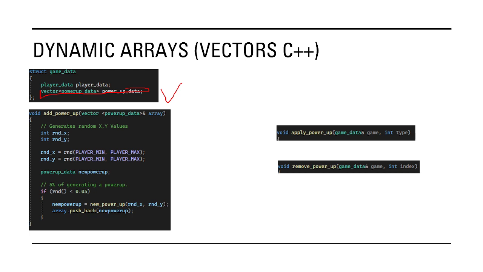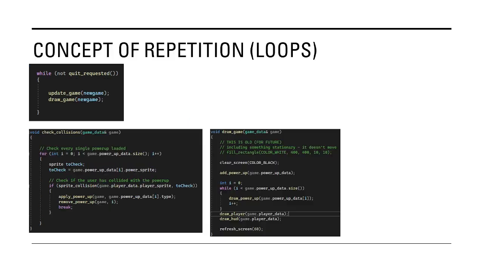the selected case. So let's just say add power up data. This will be the procedure that will add in the new power up to our array. Apply power up will apply such power up when the player hits such power up. And then we also have remove power up. So this will remove the selected power up from the vector. I'll explain this more in depth later when I'll have my code up.